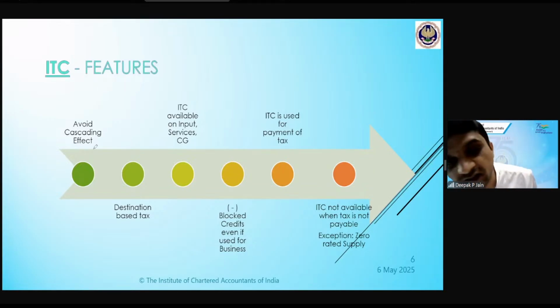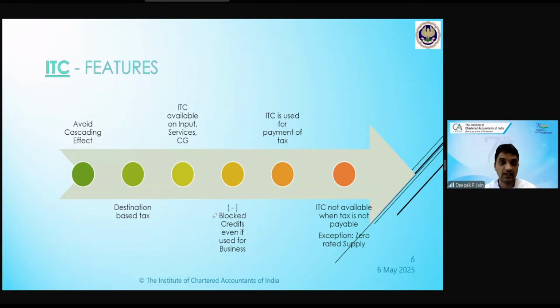Then, ITC credit is available on what? We have seen in the first slide that ITC credit is available on inputs, services, and capital goods. Okay. ITC will be available on inputs, services, and capital goods. Then, less from the input tax which is available, there is a provision in the Act which says that blocked credits will not be available for credit.